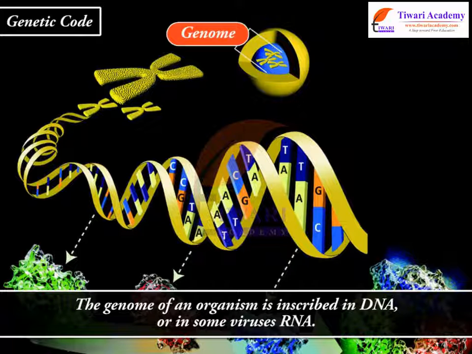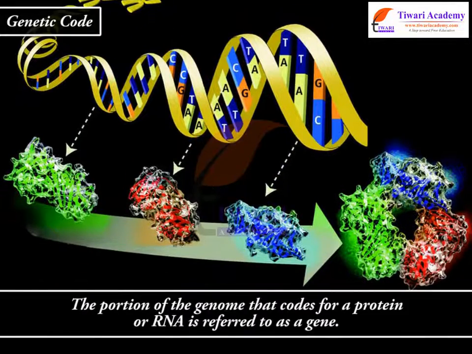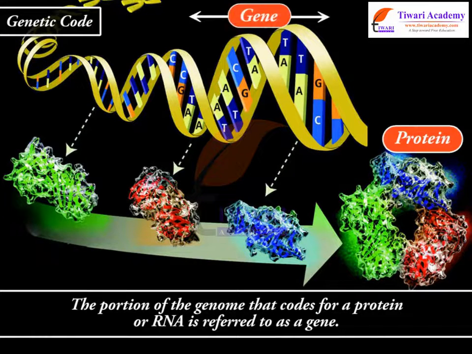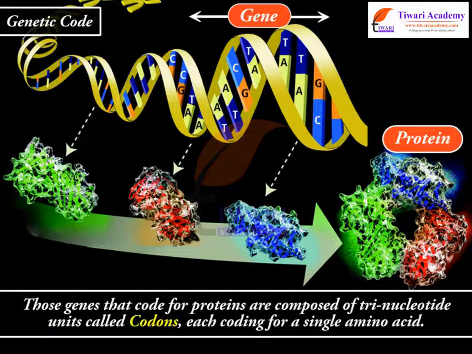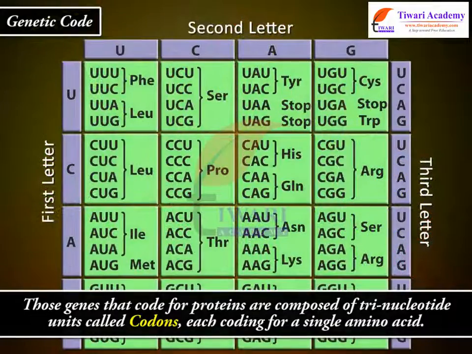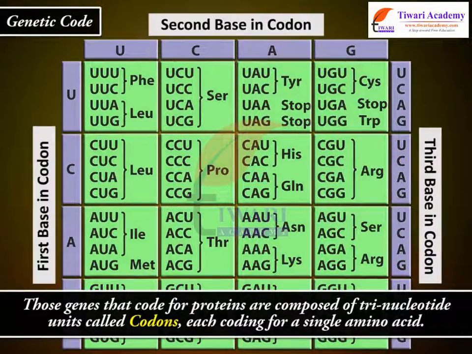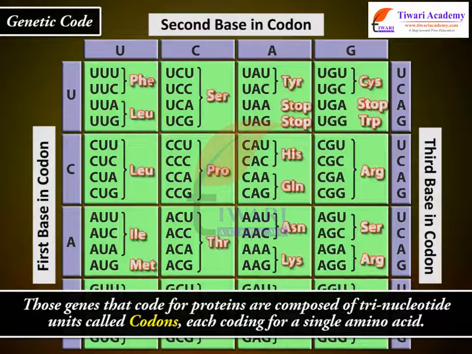The genome of an organism is inscribed in DNA, or in some viruses, RNA. The portion of the genome that codes for a protein or RNA is referred to as a gene. Those genes that code for proteins are composed of trinucleotide units called codons, each coding for a single amino acid.